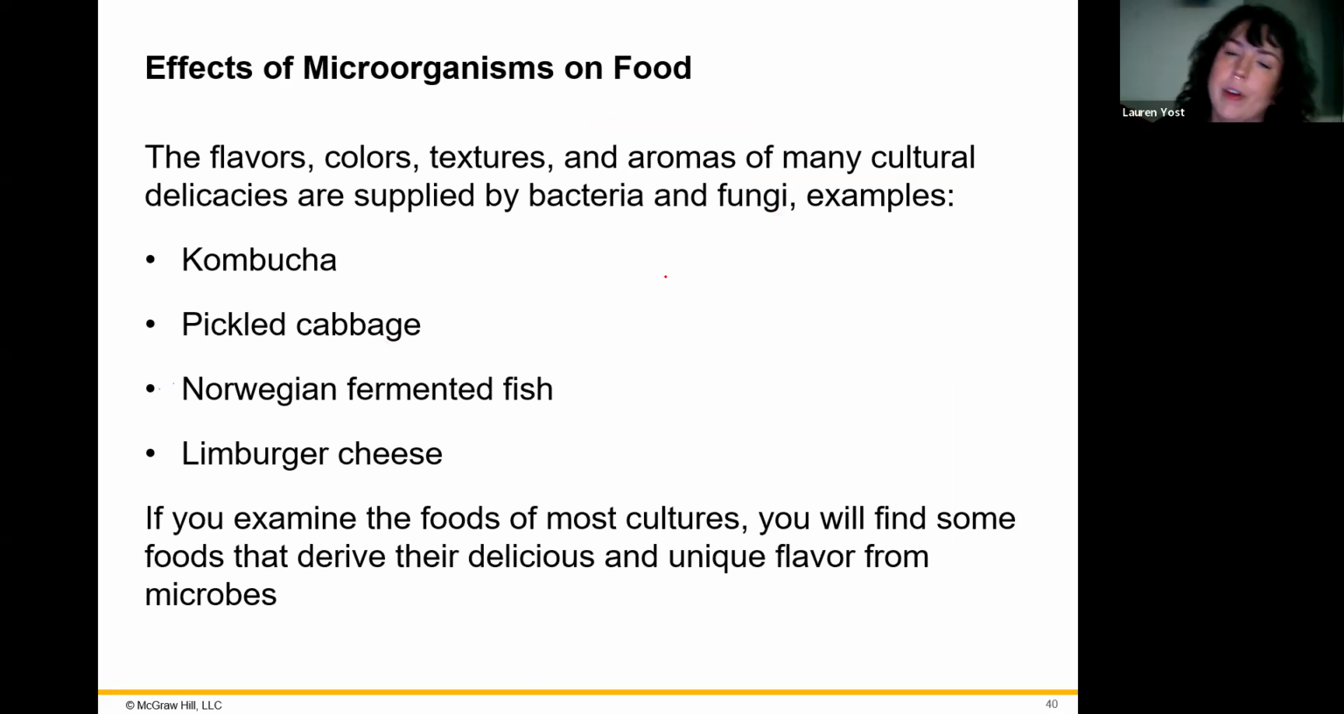All right. Effects of microbes in food. It's not all bad, right? Some of it's good. We have things like kombucha, pickled cabbage, maybe. I mean, this is like sauerkraut, right?